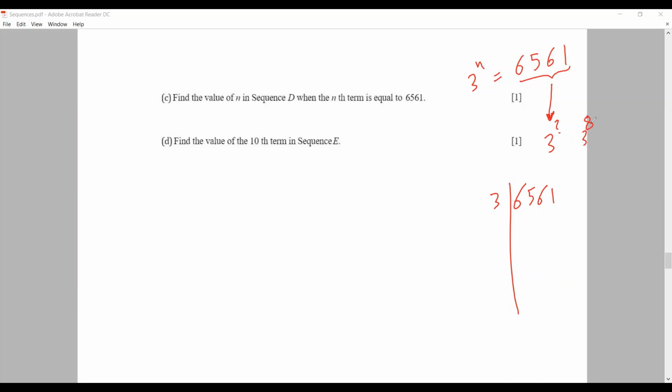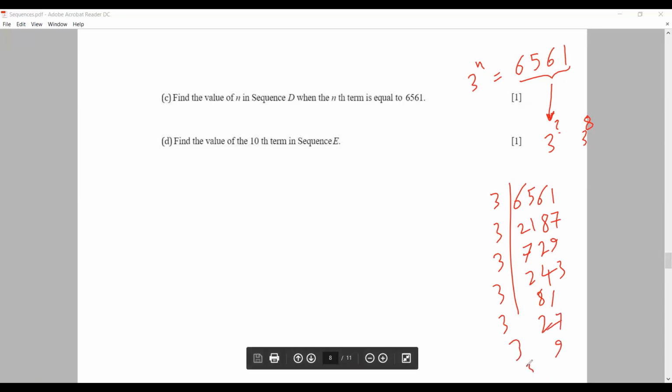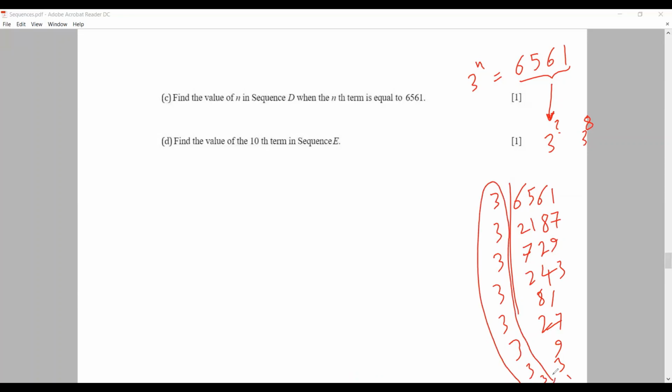If you keep dividing it by 3, we get 2,187. You divide it by 3 one more time, 729. Divided by 3, 243, then 81, then 27, then 9, 3, and lastly 1. So how many times is that? It should be 8, right? So as soon as you figure that out, n is equal to 8, according to the law of indices and exponential equations, which you learned in previous videos.